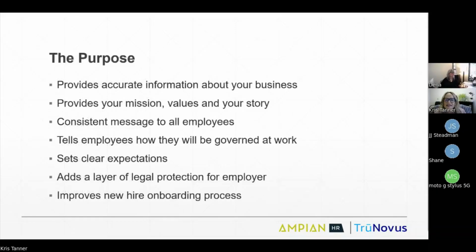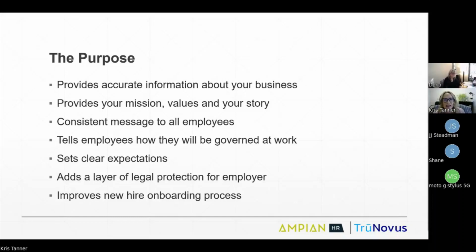All right, this is a key slide because if you don't understand the purpose of a handbook, there's really no motivation to create one, right? So walking away from this webinar today, I'm hoping that you can see how having a solid employee handbook can provide that extra layer of legal protection. If you do have a handbook, you probably already know the benefits of having one, but maybe you joined today because you want to make sure that it includes all the things that are really important to have housed in that document. It also provides accurate information about your business, especially as you grow, right?